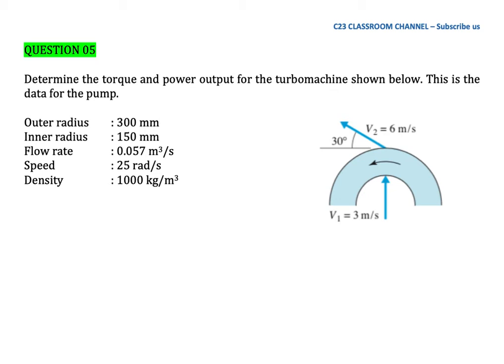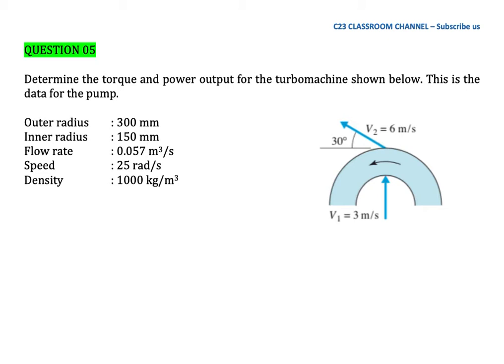Centrifugal pump tutorial question number 5. Determine the torque and power output for the turbo machine shown below. This is the data for the pump. Outer radius 300 millimeters, inner radius 150 millimeters, flow rate 0.057 meter cube per second, speed 25 radian per second, and density 1000 kilogram per meter cube.